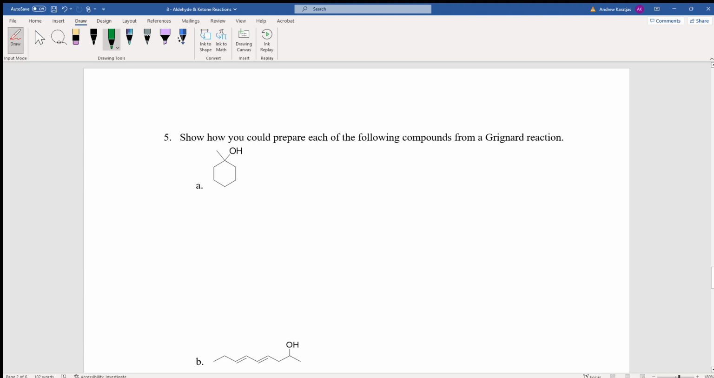All right, question 5, we're looking at some Grignard additions. Basically, how do we make these compounds from a Grignard? In some of these, there are multiple possible answers. I'm just going to go through one here. But what we know is wherever that alcohol is, that has to be a carbonyl. So notice when I made that one into a carbonyl, I took away one of the R groups, and that other R group would be our Grignard.